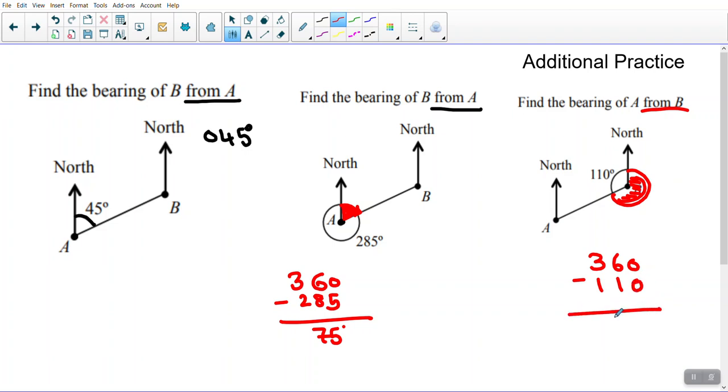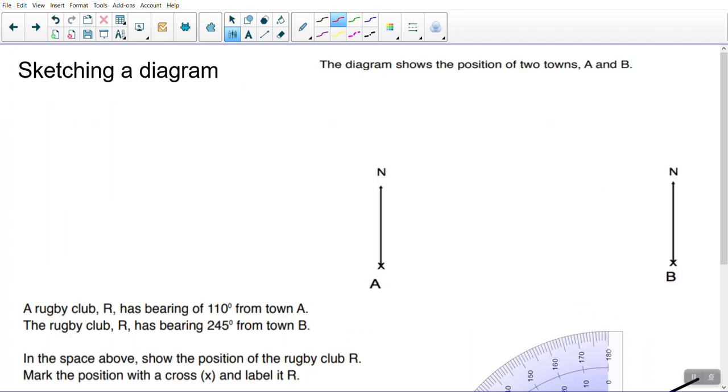Which would give us 250 degrees, right? So the bearing of A from B is 250 degrees. Now we go to another part, which is sketching a diagram.